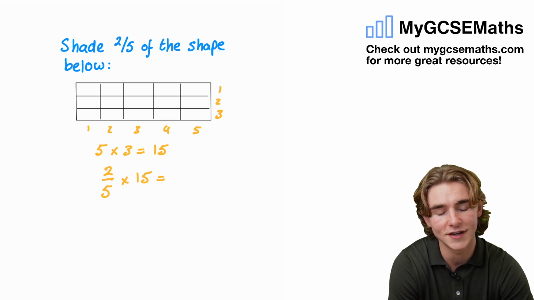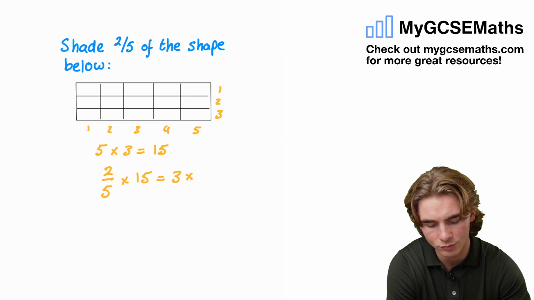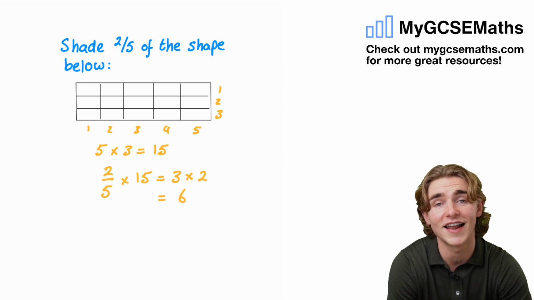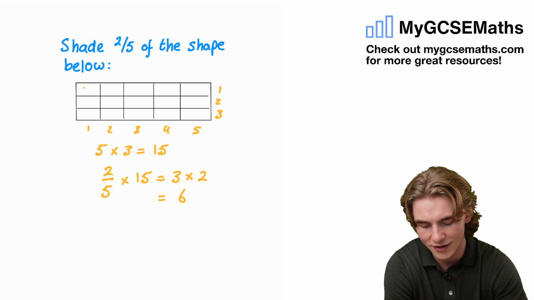So we're going to do 15 divided by 5, that is going to give us 3. So we're going to have 3 times by the number on the top of the fraction here, which is a 2. So we have 3 times by 2, which, guys, is going to be 6, telling us that we need to shade in 6 parts of our shape. It can be any of the 6 parts. We're going to go for 1, 2, 3, 4, 5, and 6.